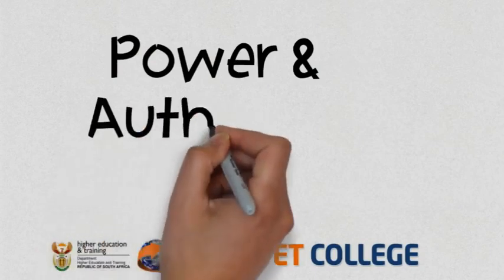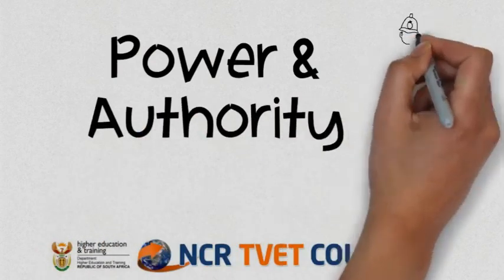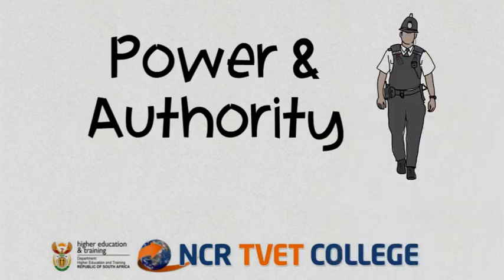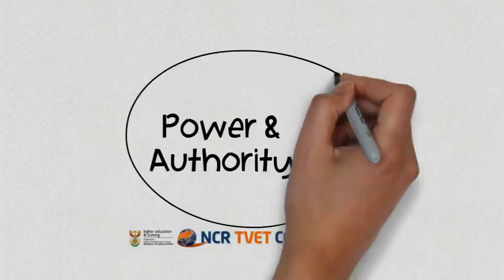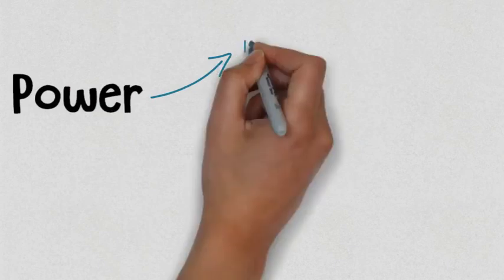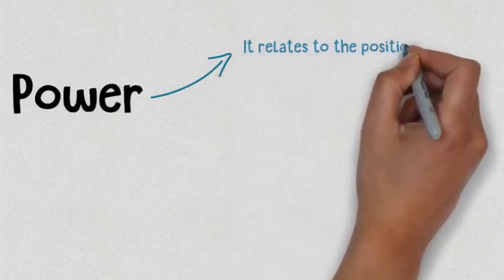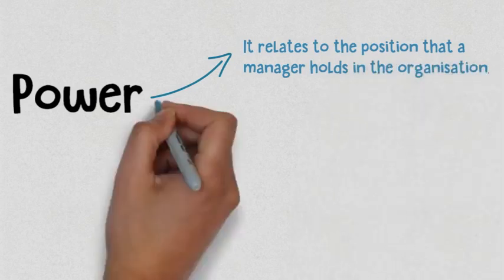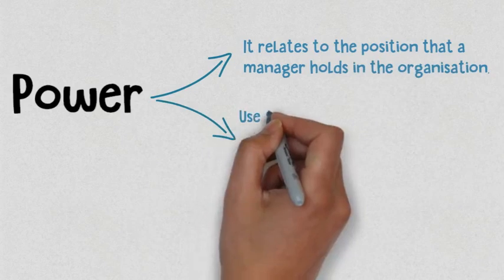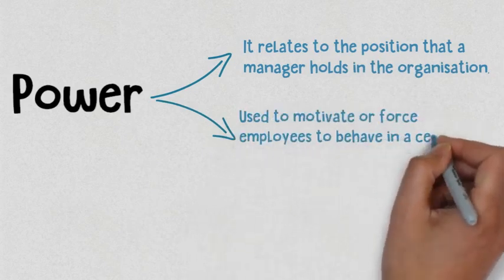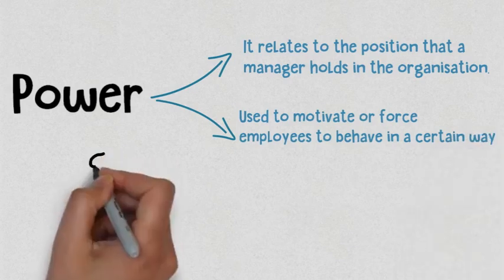Today we are going to look at two very important concepts in the organization, known as power and authority. Let's first look at power. Power is related to the position that a particular manager holds in the organization. Managers can use their power to motivate or force employees to behave in a specific way.